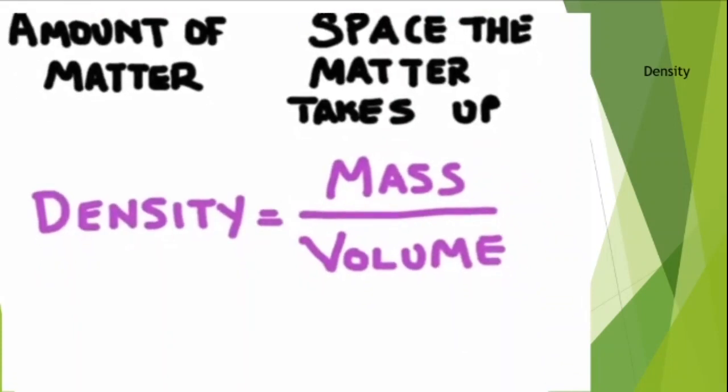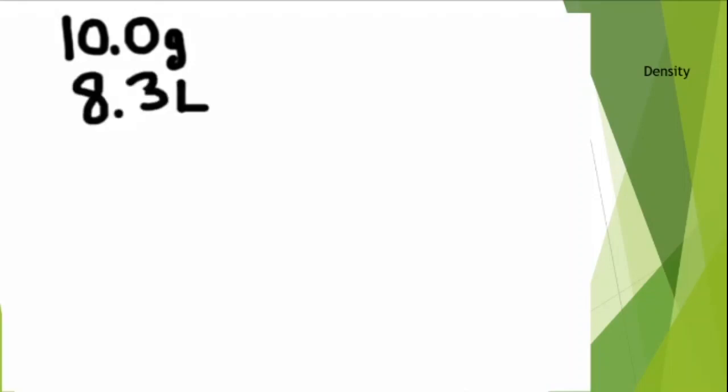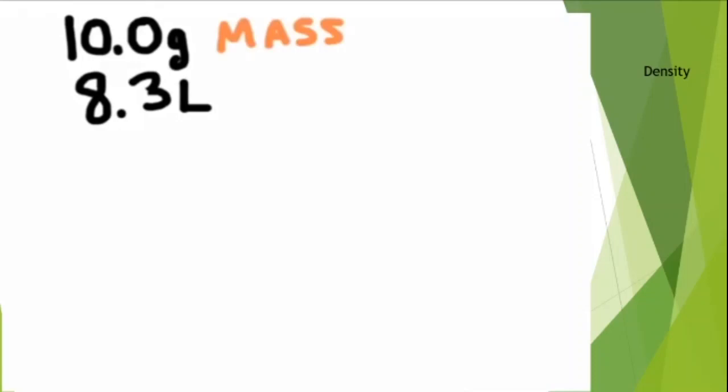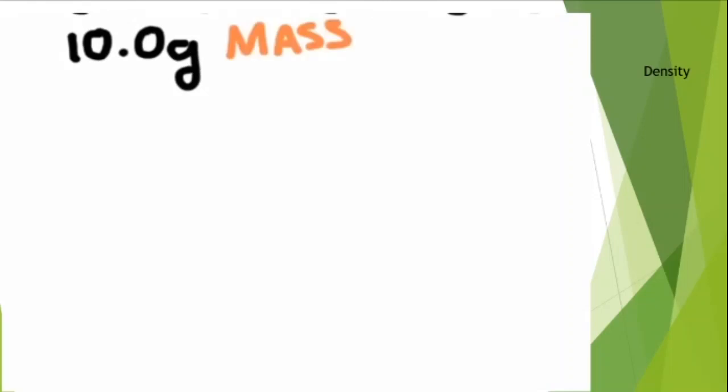Let's compare a substance with a high density to a substance with a low density. Air has a very low density. If we had 10 grams of air, we would have over 8 liters of air. Remember that grams is a measure of mass, and liters is a measure of volume. And so 10 grams of air would be enough air to fill over 10 2-liter pop bottles. Now let's consider a highly dense substance. What if we had 10 grams of lead? 10 grams of lead would occupy less than 1 cubic centimeter of space.